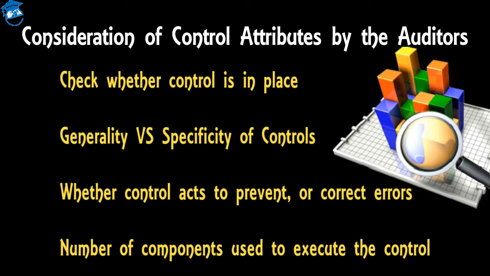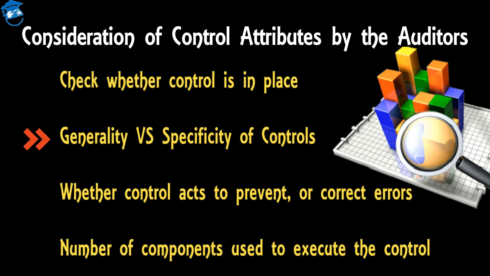Number one, once you enter into a premise, you need to check whether there are some internal controls in existence in place or not, whether those controls are functioning as desired or not. Number two, go with the generality versus specificity of controls method. Generality versus specificity of a control with respect to the various types of errors and irregularities that might occur.